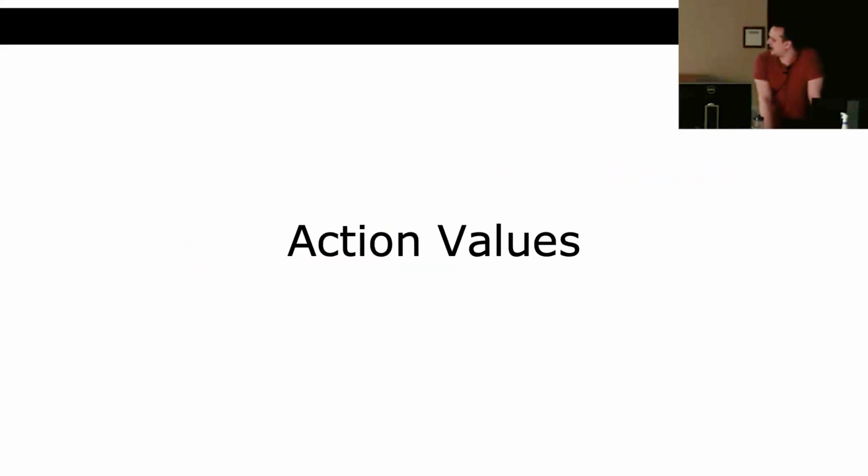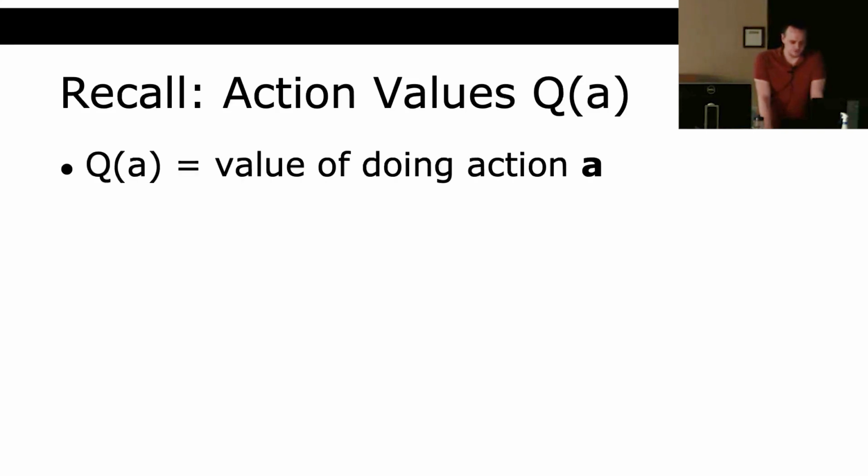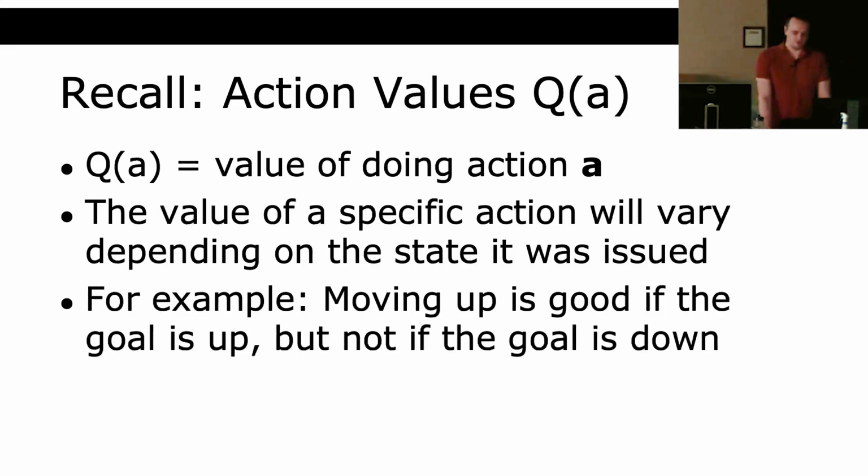Okay, let's revisit action values just a little bit. So recall action values Q of A. Q of A was the value of doing action A, but we said that the value of a specific action is going to vary depending on the state that it was issued in, right? So for example, moving up is good if your goal is up, but in another state, you might be above the goal. And so moving up would not be as desirable as if you were below the goal.